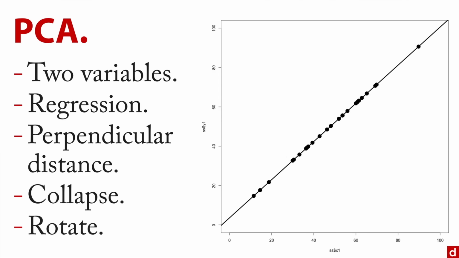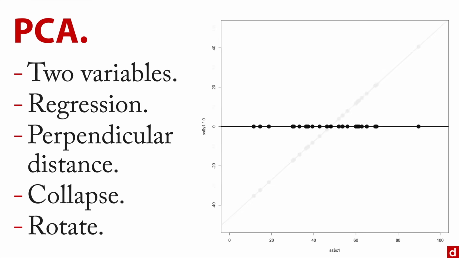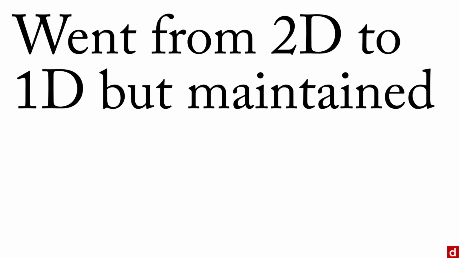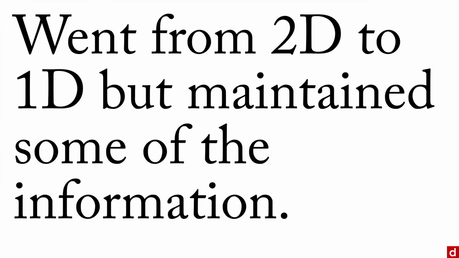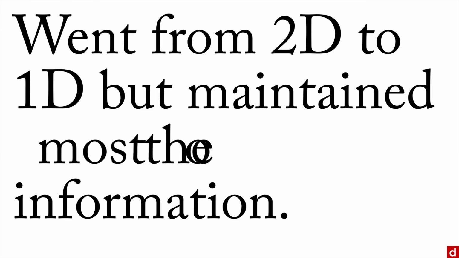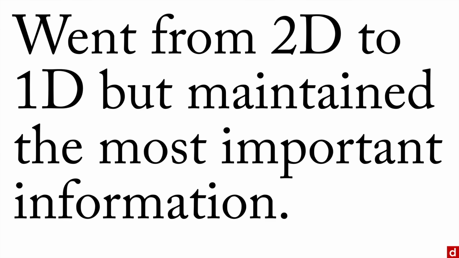And then finally, we have the option of rotating it. So it's not on diagonal anymore, but it's flat. And that there is the PC, the principal component. Now, let's recap what we've accomplished here. We went from a two-dimensional data set to a one-dimensional data set, but maintained some of the information in the data. But I like to think that we've maintained most of the information, and hopefully we maintained the most important information in our data set.